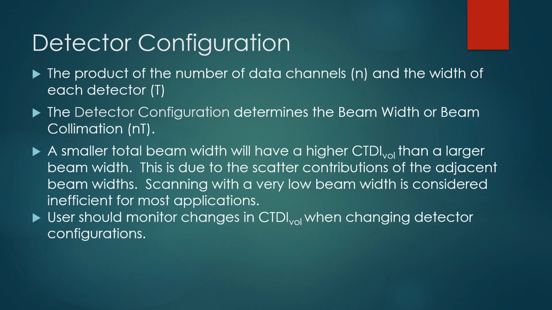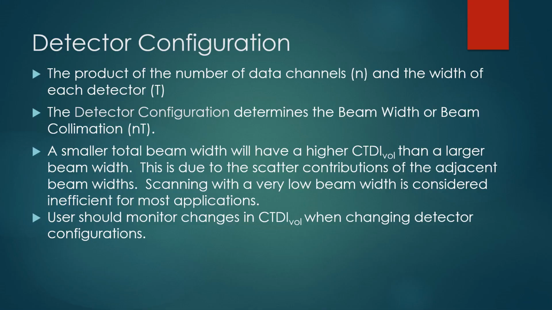The product of the number of data channels N and the width of each detector, or T, is the detector configuration. The detector configuration determines the beam width or beam collimation. A smaller total beam width will have a higher CTDI vol than a larger beam width. This is due to the scatter contributions of the adjacent beam widths in the current width.